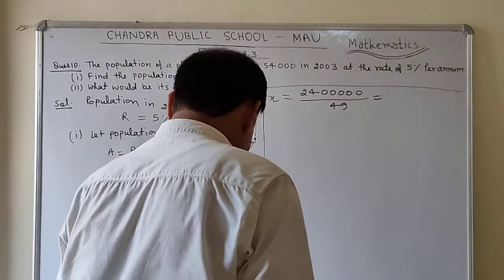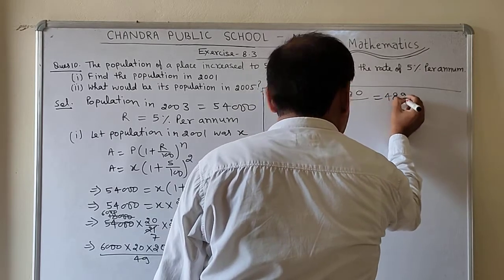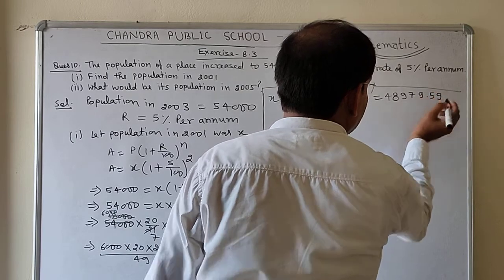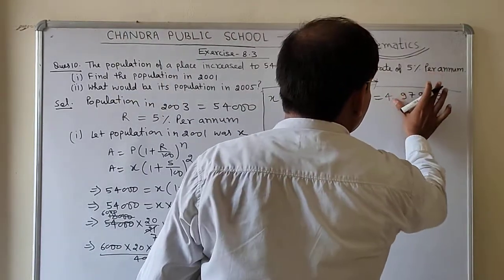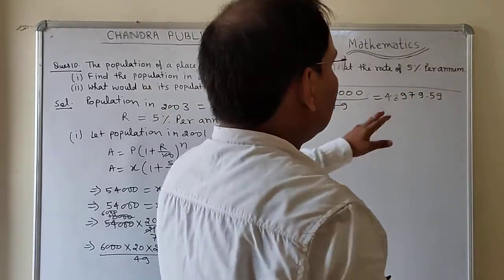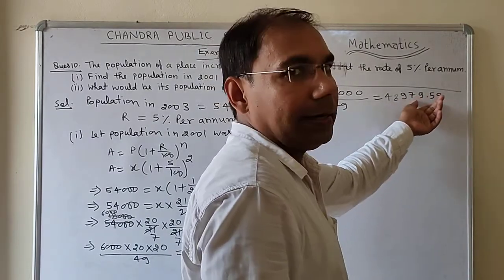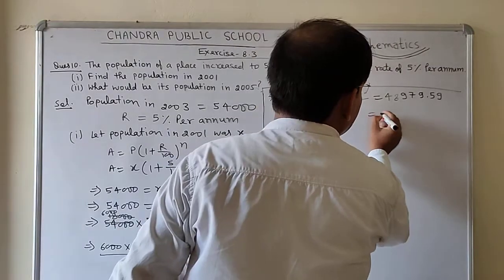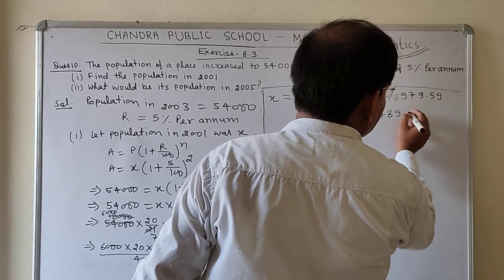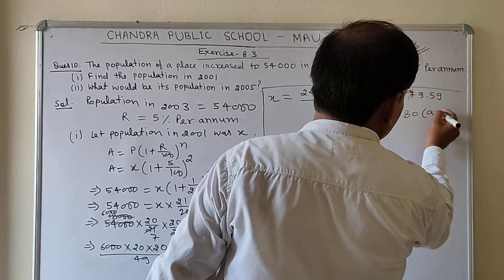So students, after division I am going to get it. It is equal to 48,979.59. So that is in the decimal, and students, the population will not be in the decimal. So you will write the approx value of this. So it can be written as 489 and 79.59. That will be written as 80. Approx value, if you are going to write the approx, that will be approx.